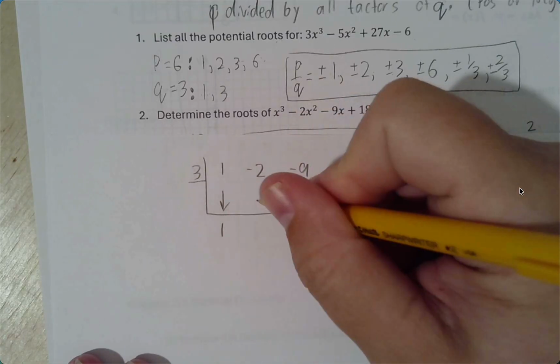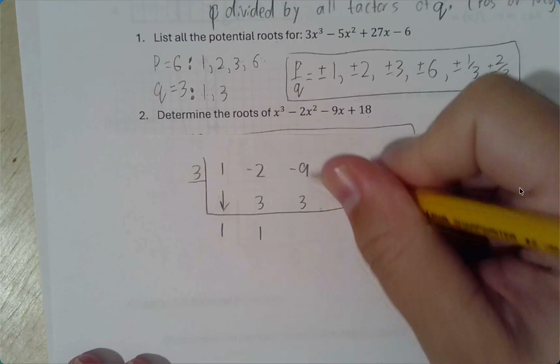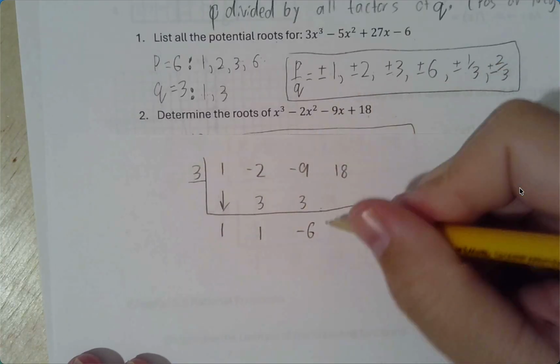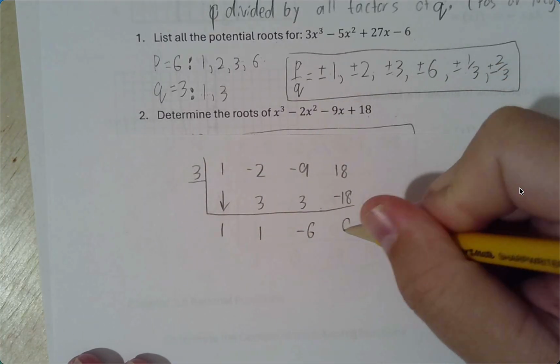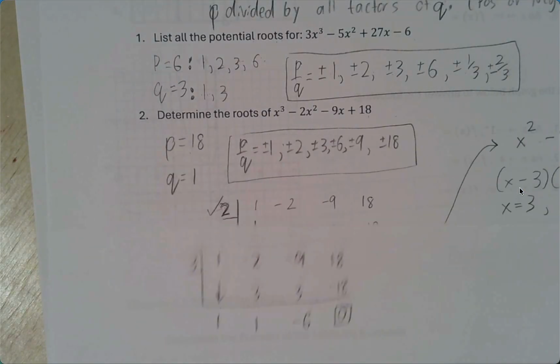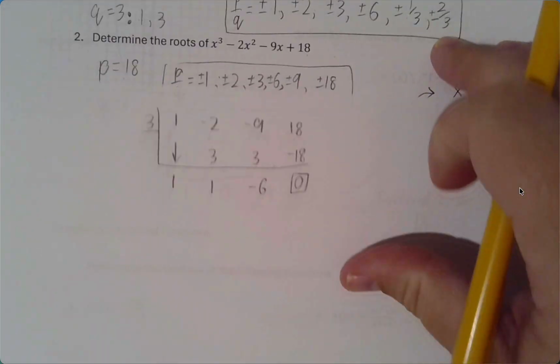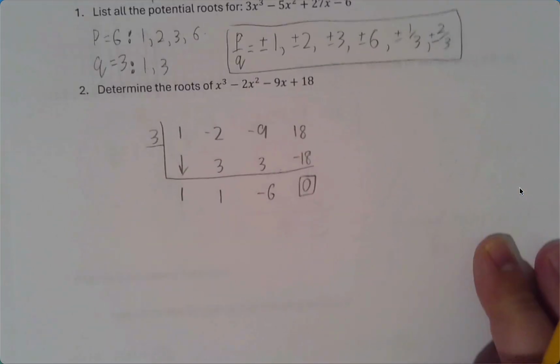We get 1, we multiply, we get 3. We get 1, we multiply, we get 3. We get -6, we multiply, we get -18. And that gives us 0. And that should not surprise us at all because after all, we already know that 3 is definitely a root. Now this time I found it first though, and so look at what happens here.